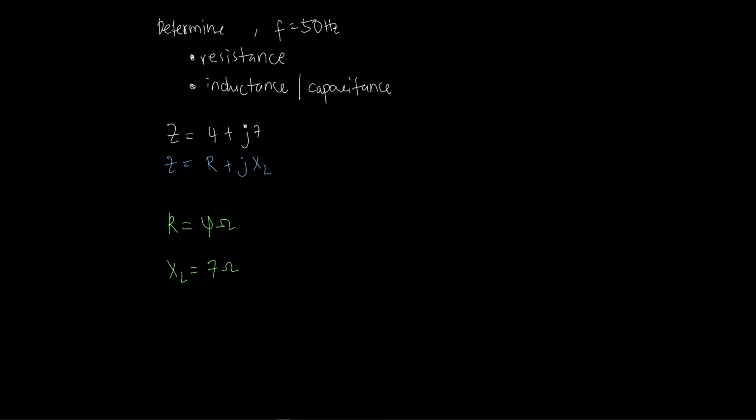So unsa ang atong kinahanglan? We have, so final na ato ang resistance na 4 ohms. Sure na na. Ang ato pang dili sure kay ang katong kuan. So we have XL is equal to, pag inductor, we have 2 pi FL.